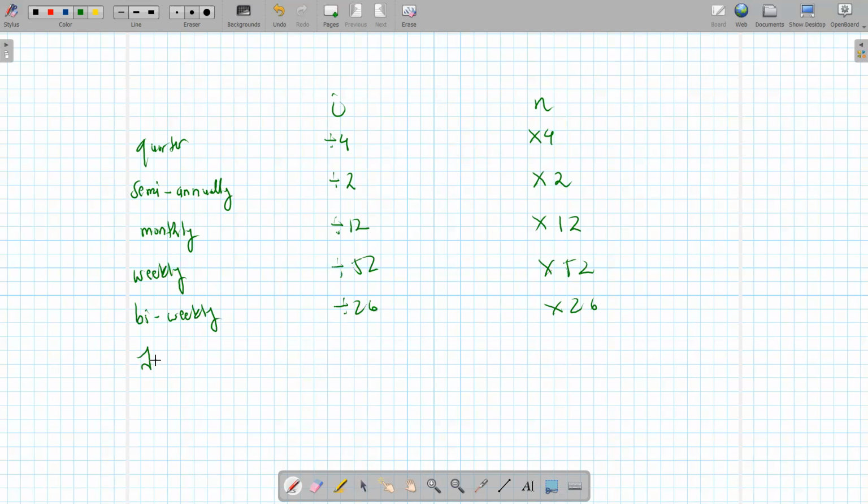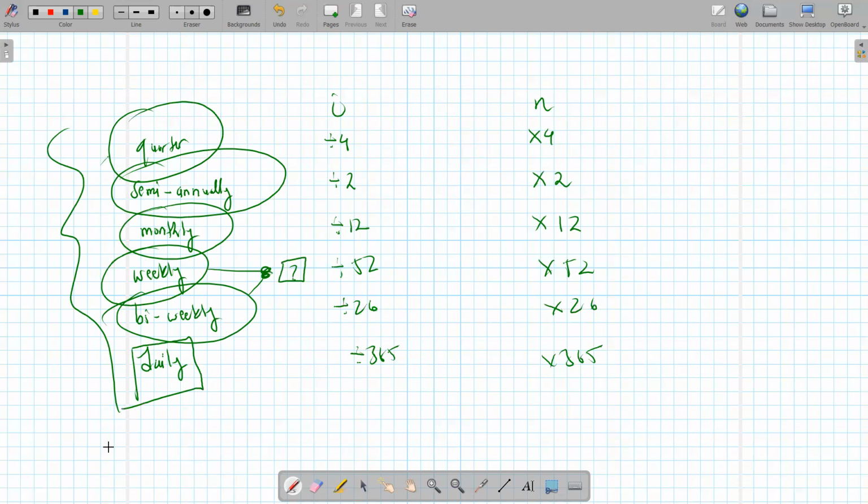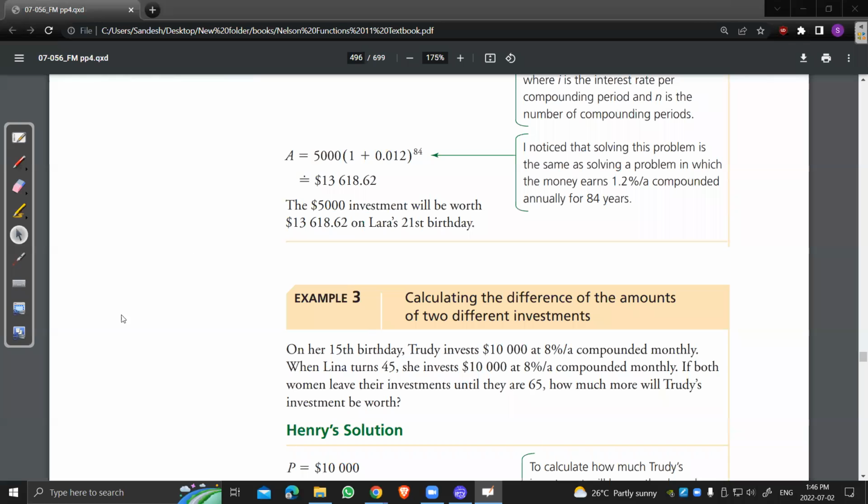They can also say daily. What do you think you do when they say daily? 365. Yeah, exactly. So if they say any of these, it's in the word, right? Quarter means 4, semi means 2, monthly means 12, weekly 52, bi-weekly 26. They don't come as often, but quarterly and monthly come up a lot. Banks in real life use daily. Okay, so using that idea, let's try a different problem.